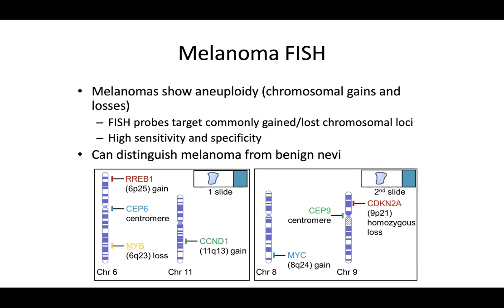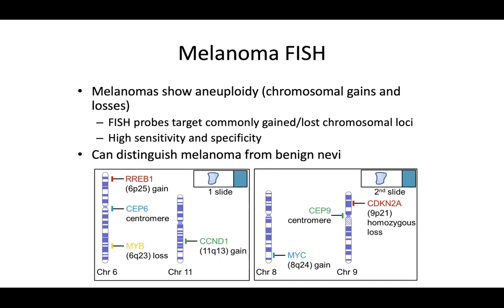A word about melanoma FISH, as I mentioned. This is a technology where you can look for the aneuploidy, which is chromosomal gains or losses. These FISH probes target commonly gained and lost chromosomal loci with a high sensitivity and specificity and distinguish melanoma from benign nevi. So you'll want to look for a gain in RREB1. You'll want to look for a loss in MYB. You'll want to look for a gain in CCND1, which is where that cyclin D comes from. You can also look for a loss of CDKN2A.